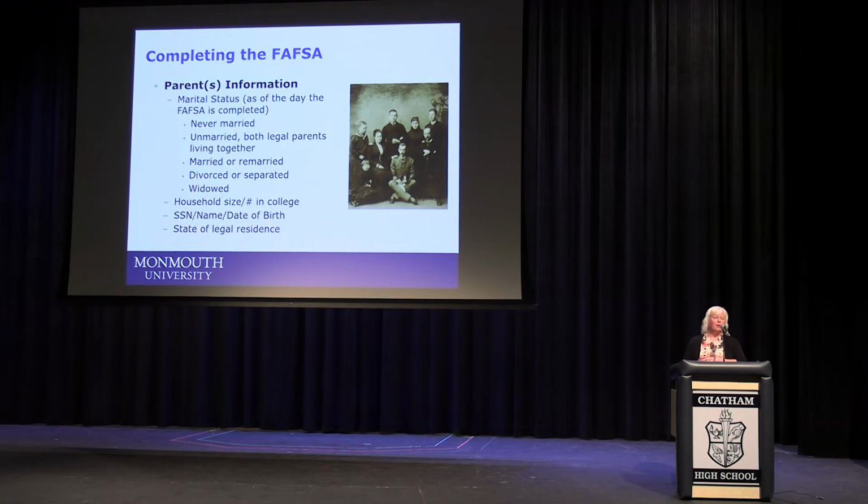You'll also currently be asked for the number in college, which is always at least 1 for the student that you're completing this FAFSA for. If you have any other children that are in college, you can adjust accordingly. Parents, be prepared to also provide social security number, name, and birth date. Again, triple check, make sure it's correct, because it will be checked with the Social Security Administration. And finally, you'll also be asked about your state of legal residence.